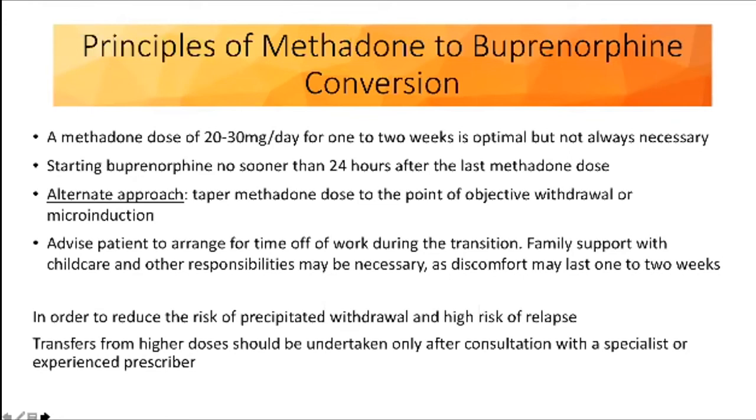The priority here is to reduce the risk of precipitated withdrawal, and there's high risk of relapse here. And transferring from higher doses should be undertaken after consulting with, usually, the person at their OTP. So if they're at, say, 80 milligrams, one of the blocking doses, it's going to take quite some time for the patient to taper off methadone, typically in the span of months at that point.